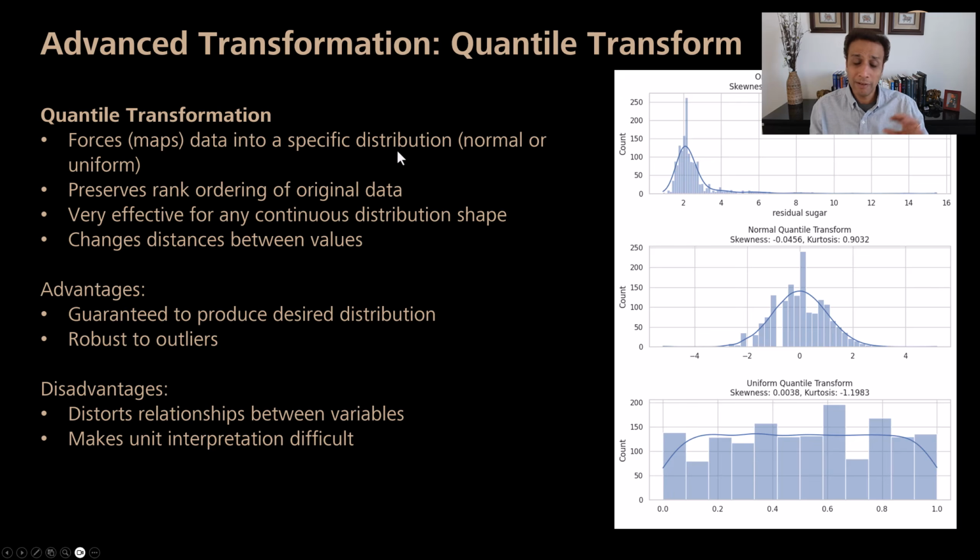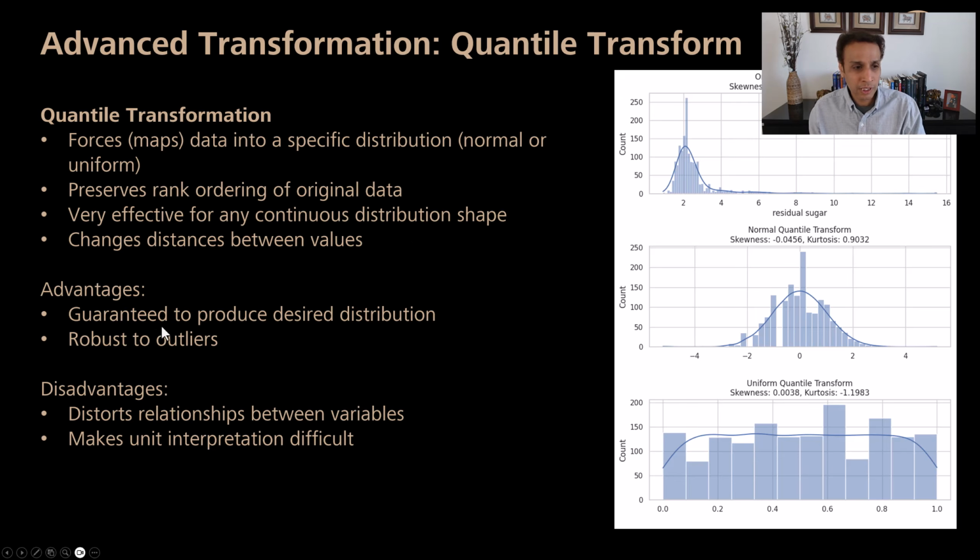It's almost like you have your data and you say, hey, I want this data to be distributed in a Gaussian way, so it's definitely going to be normally distributed. You're changing the data in such a way that it fits the normal distribution. So it's almost like mapping your data into a specific distribution. Of course, it's very effective for any continuous variable because you're forcing it to be normal.